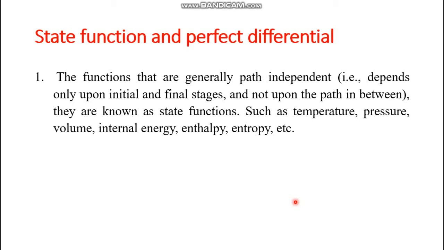Now in between there is some state 3, or there is some state 4, and finally it goes to state 2. If the overall change of that particular thermodynamic property does not depend whether it is taking the third path or fourth path, then it is said to be a state function. Otherwise, it is a path function. All the energy terms such as temperature, enthalpy, internal energy, these are all state functions.